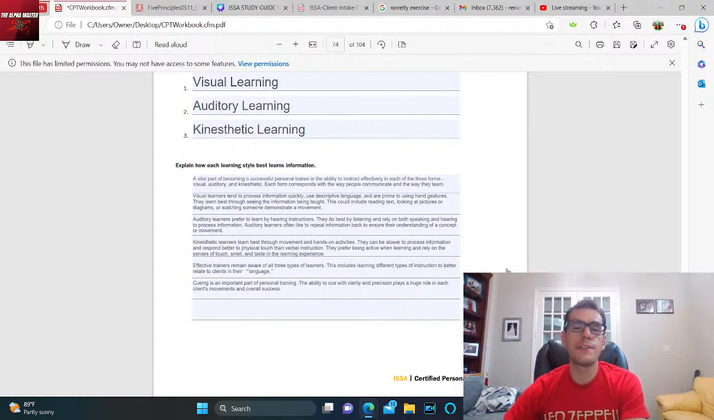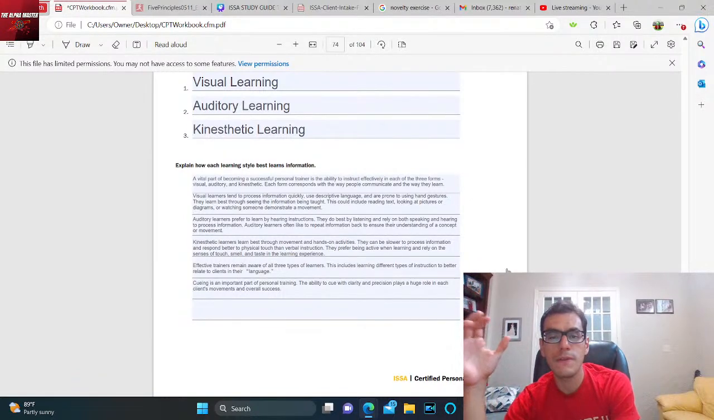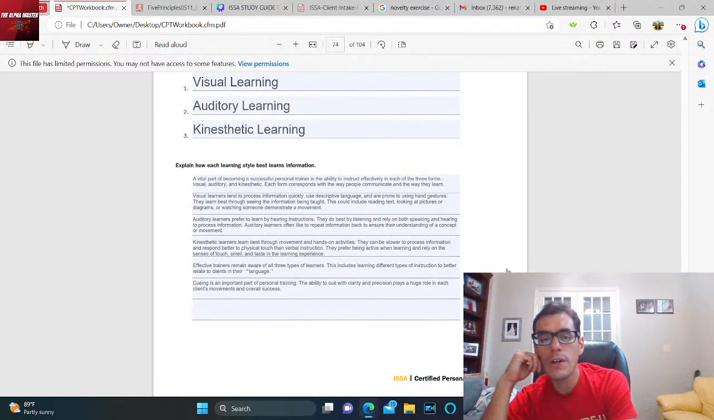Auditory learners prefer to learn by hearing instructions. They do best by listening and rely on both speaking and hearing to process information. Auditory learners often like to repeat information back to ensure their understanding of a concept or movement.